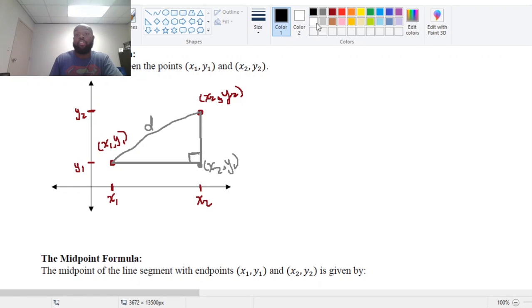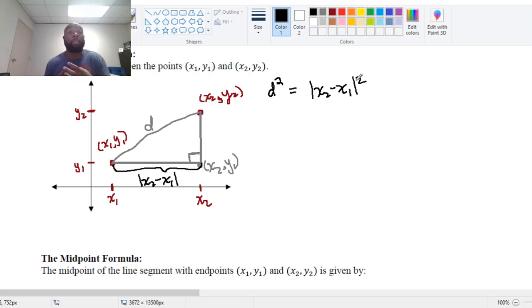Now the Pythagorean theorem, we know that d squared, the length of this line squared, should equal the square of this side right here. Well, if I think about the length of this side, it's going from x1 to x2. And so what I'm going to do is say that it is the absolute value of x2 minus x1, squared. I use absolute values because it represents the distance, and distance is always positive.